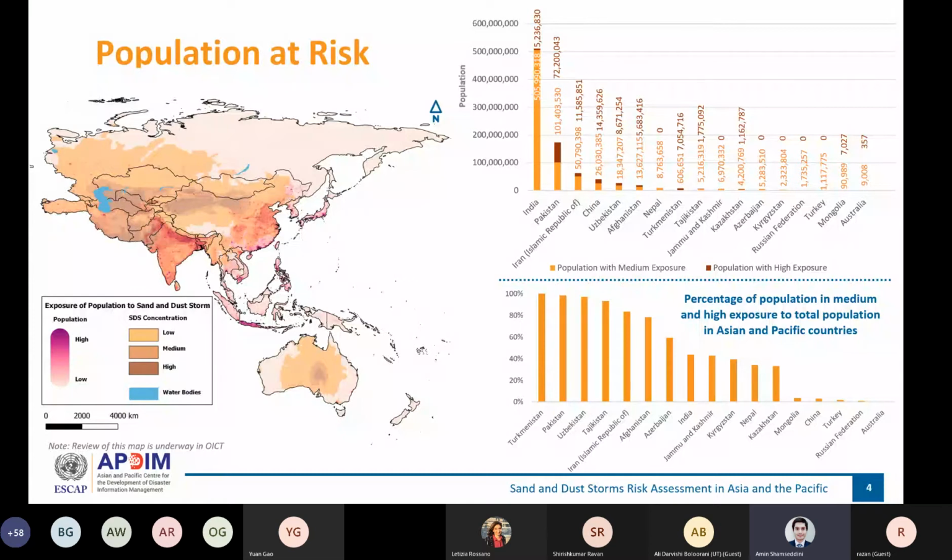As you can see, the highest number of people located in some level of dust concentration area are in India, Pakistan, the Islamic Republic of Iran and China. When we normalize the numbers based on the total population of each country, in this graph, Turkmenistan, Pakistan, and Uzbekistan show the highest level of exposure. This kind of analysis can help us reduce the risk by developing impact-based forecasting. We can use them for new human settlements and some other applications.